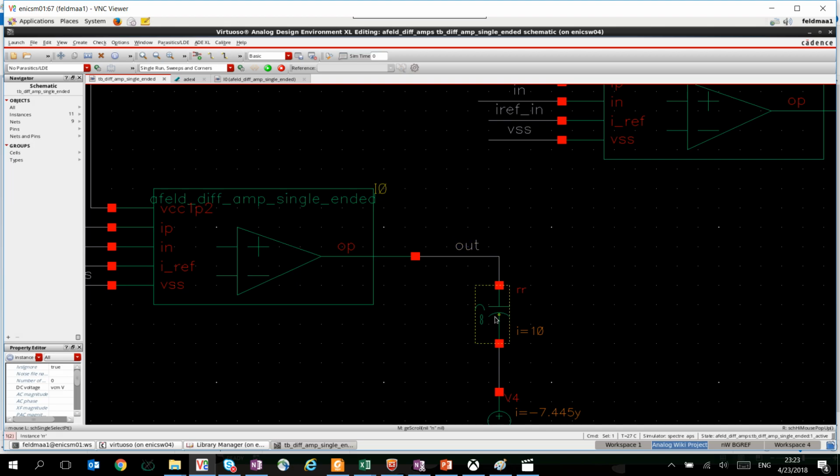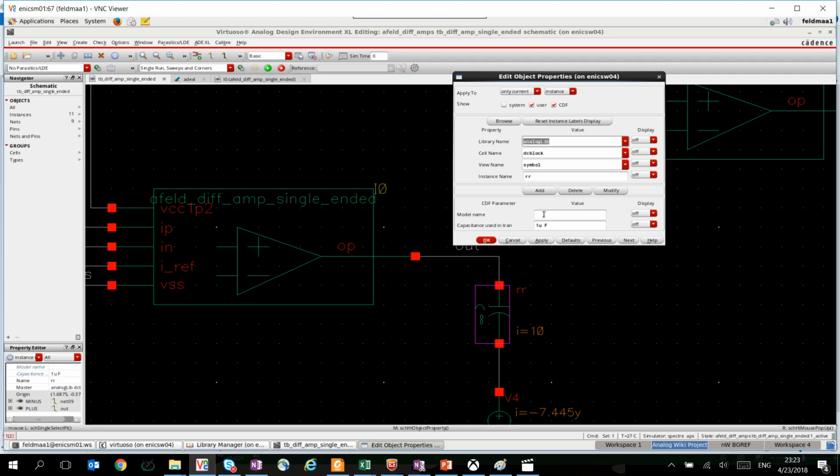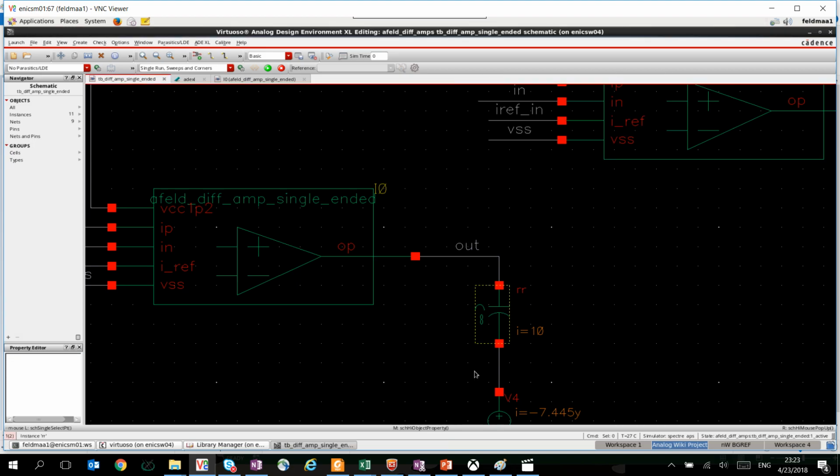So what I do is I connect something that we call a DC block. This is from this library, analog lib. It's called the DC block. Basically, what it does, it blocks any DC from going through, and it passes AC. So it's a very, very big capacitor. You can basically just put a 1 farad capacitor. It's basically the same thing.